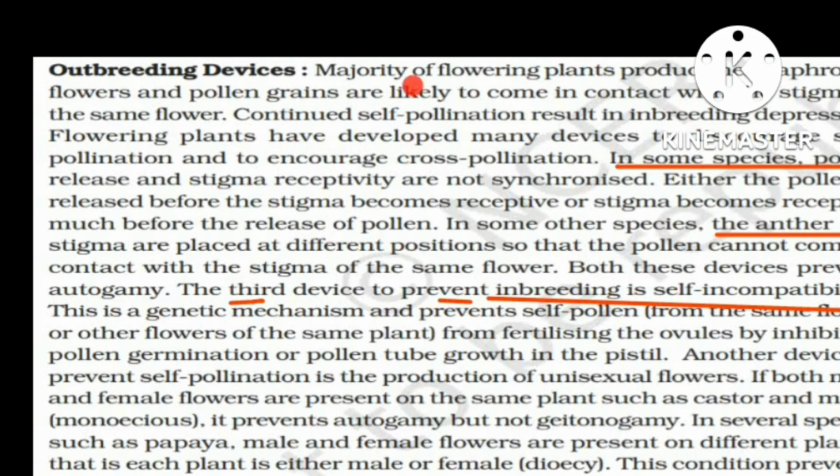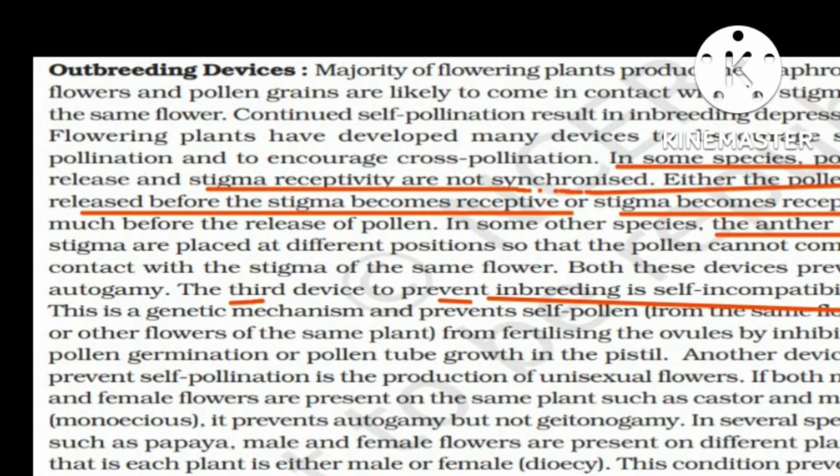Now, since continuous self-pollination can result in inbreeding depression, the plants also have adopted strategies to prevent self-pollination. So some of them are like this. In some species, pollen release and stigma receptivity are not synchronized, meaning they are not at the same time. So either the pollen grain is released before the stigma becomes receptive in the flower, or the stigma becomes receptive before the pollen grain is released. So this can prevent self-pollination.